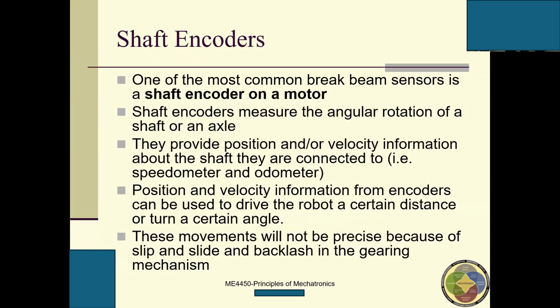Position and velocity information from encoders can be used to drive the rover a certain distance or a certain angle. So you can specify the angle or the distance you want to drive. But these movements will not be precise because of slip, slide, and backlash in the gearing mechanism. So with shaft encoders the precision is okay, but it's not very accurate or very precise. If you want very precise movement control, don't use this one.